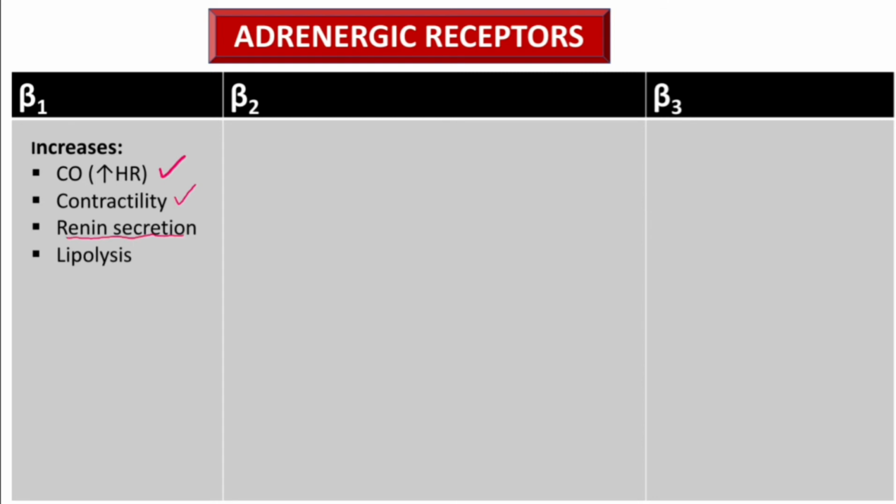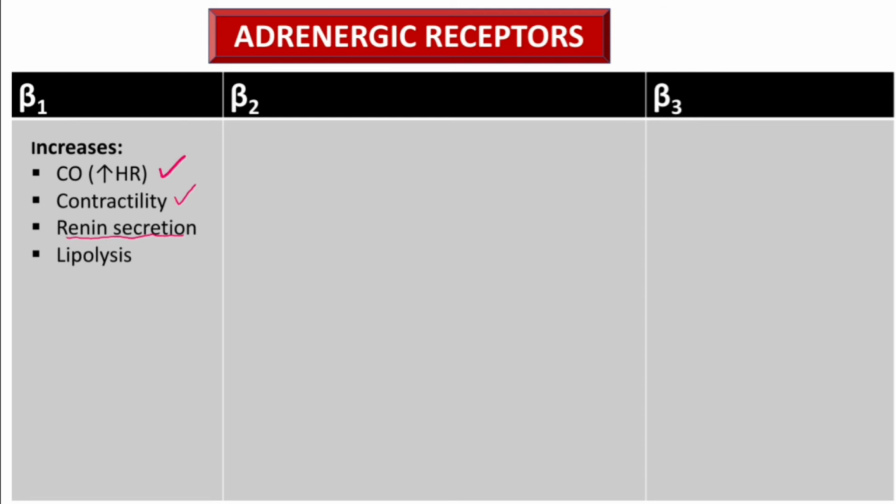So this one is very important. Juxtaglomerular cells release renin, right? Renin cleaves angiotensinogen into angiotensin 1. So that's the renin-angiotensin-aldosterone system. We will talk about it later, but this pathway increases blood pressure.